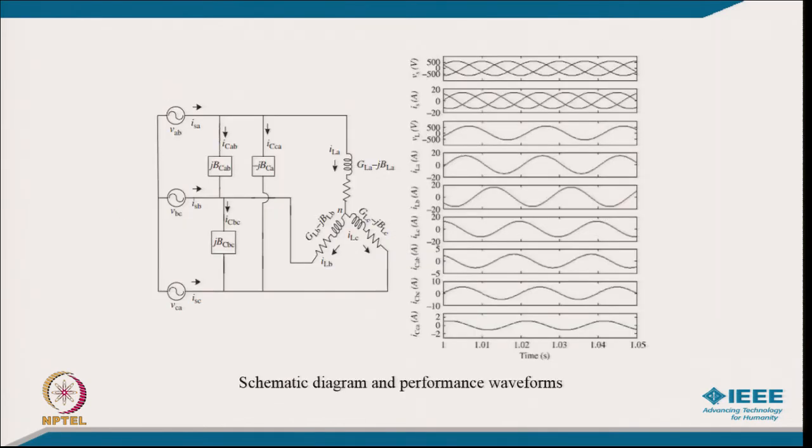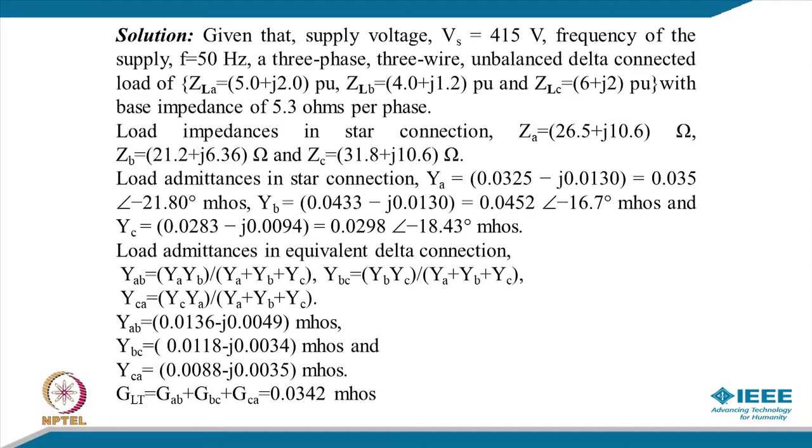So this is the network that we have: an unbalanced isolated star connected load with the compensator, which is responsible for maintaining the unity power factor and balanced current in the supply system. After designing and getting the values, these waveforms are plotted, which give you the unity power factor current in phase with the supply voltage.